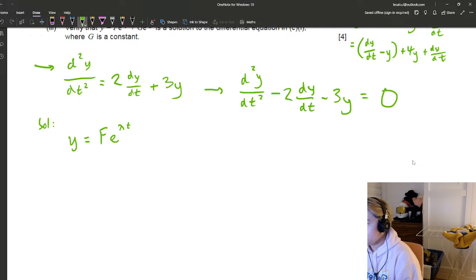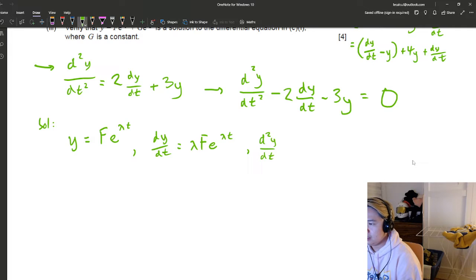Okay, so we're just going to do a couple of derivatives, and then we can plug them in, and then probably solve for lambda. So I need to find dy dt. So this is just lambda times f e to the lambda t, and then d squared y over dt squared is equal to lambda squared f e to the lambda t. Okay, and then we basically plug these in.